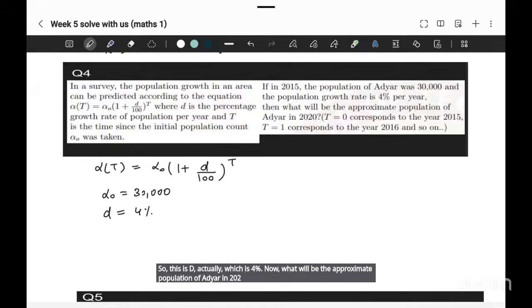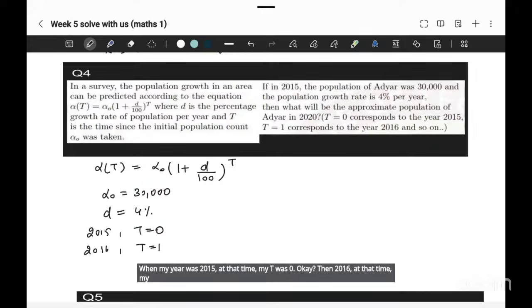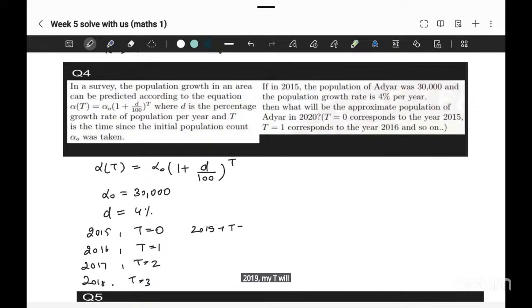Now, what will be the approximate population of Adyar in 2020? The first thing is, when my year was 2015, at that time my T was 0. Then 2016, my T was 1. Similarly, 2017, my T will be 2. 2018, my T will be 3. 2019, my T will be 4, and 2020 my T will be 5, right? So that means my T value is 5, correct? So now put all these values.